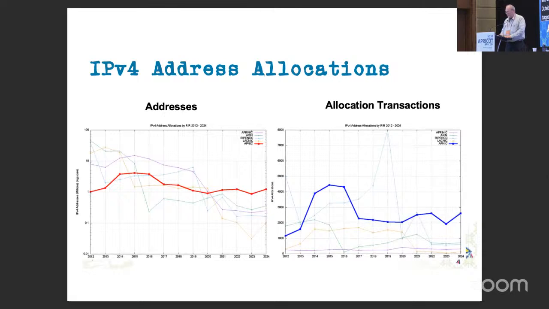Another way of looking at this, because columns are weird, is to actually do separate line charts. The address is on the left, the red thick line is APNIC. There's consistently more addresses being allocated out of the APNIC registry than the other RIRs at the moment. And on the right is allocation transactions. And as you can see, the number of allocation transactions in APNIC is consistently higher than the other RIRs.